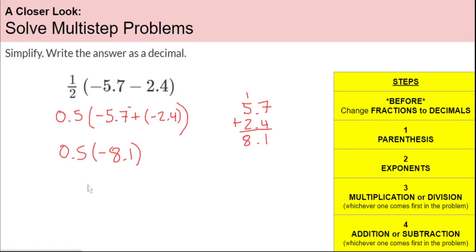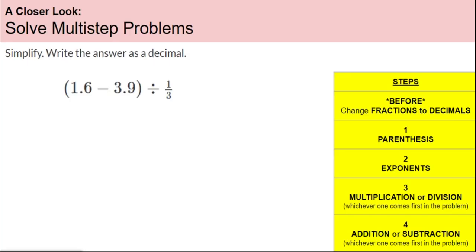So if we plug that in, we get 4.04. Is it going to be positive or negative? I have a positive times a negative, so my answer will be negative. All right, let's try another one.